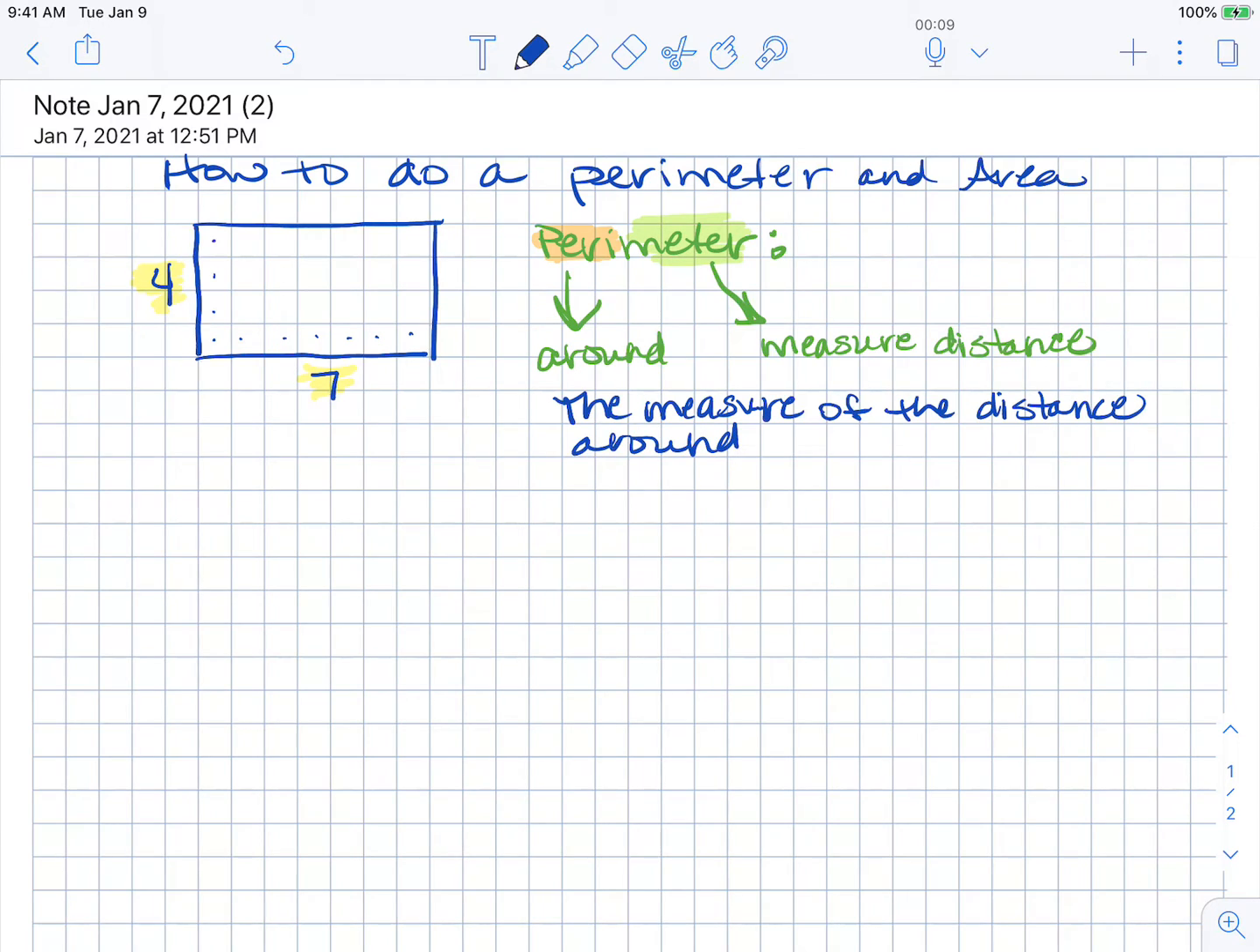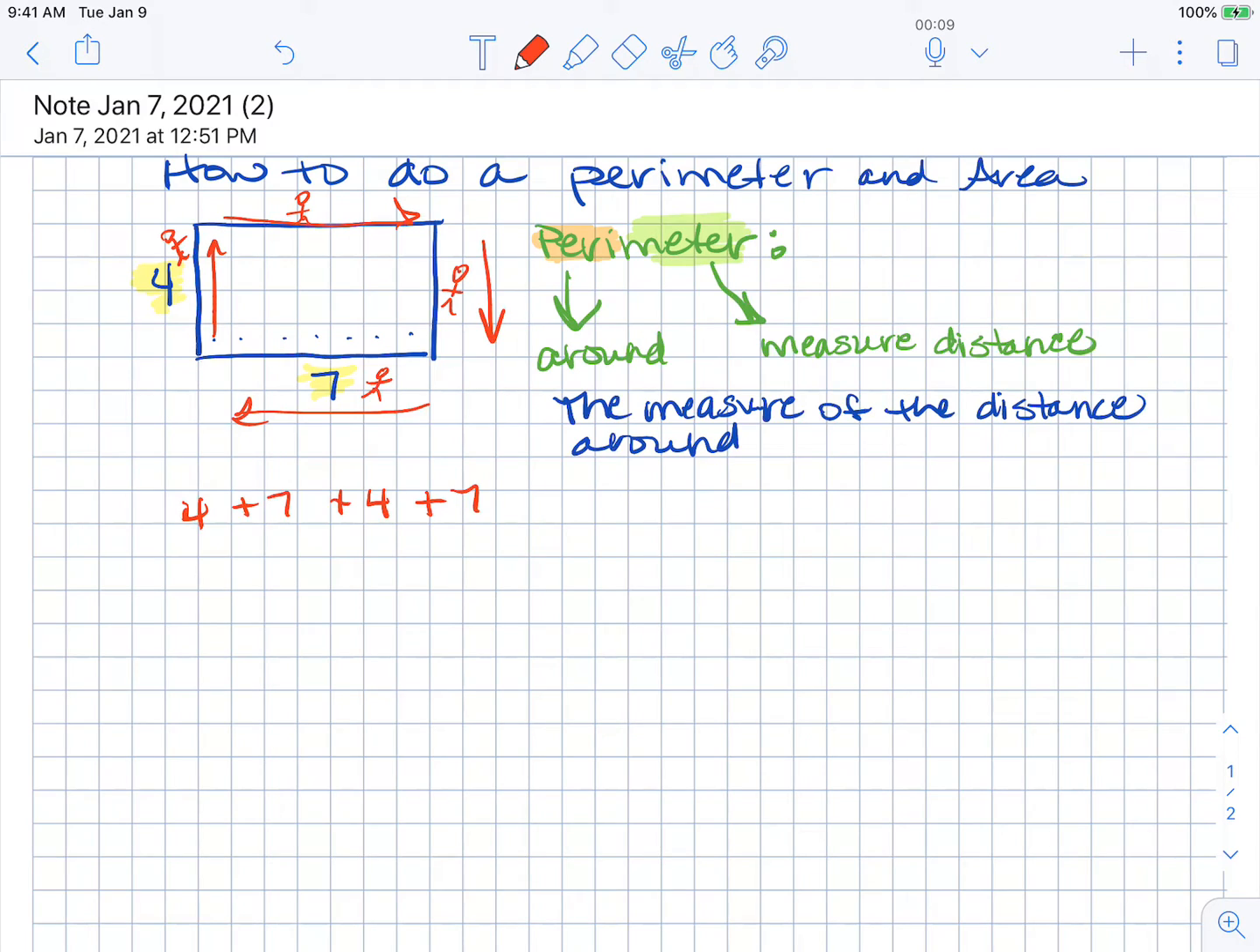So when it's asked for the perimeter of a rectangle, it's the measure of the distance around the perimeter. So if I were a guy walking around this room that's a rectangle, and I'm walking this way, and on this side, it's the measure of my distance all the way around this perimeter. When I walked this way, I walked 4. And then when I walked this way, I walked 7. And when I walked this way, I walked 4 again. And when I walked this way, I walked 7.